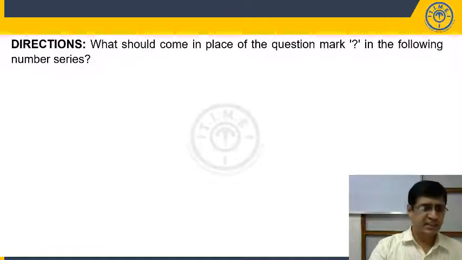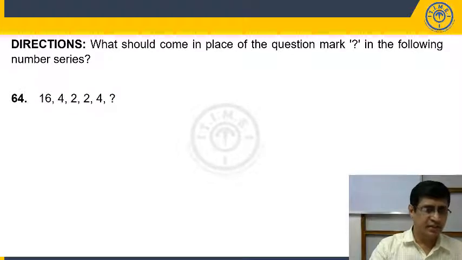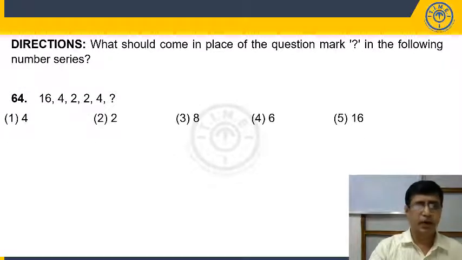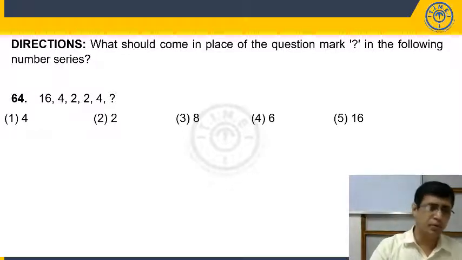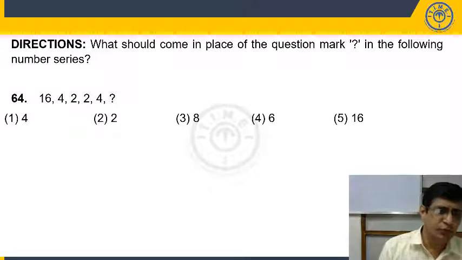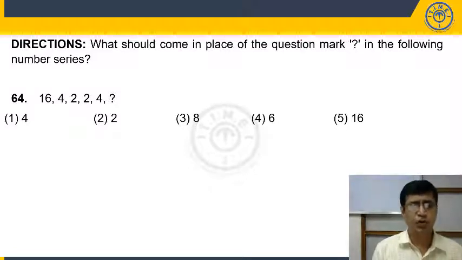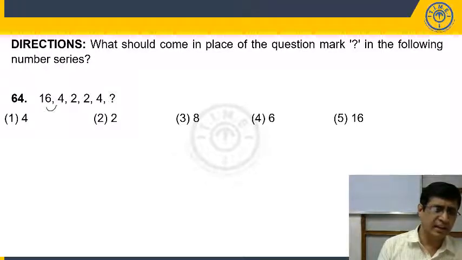Now look at the next example on your screen. It is a series question. Now what should come in place of question mark in the following number series? So the missing one is to be found. If you observe this carefully, 16, 4, 2, 2, 4 is given. So how are these numbers related?